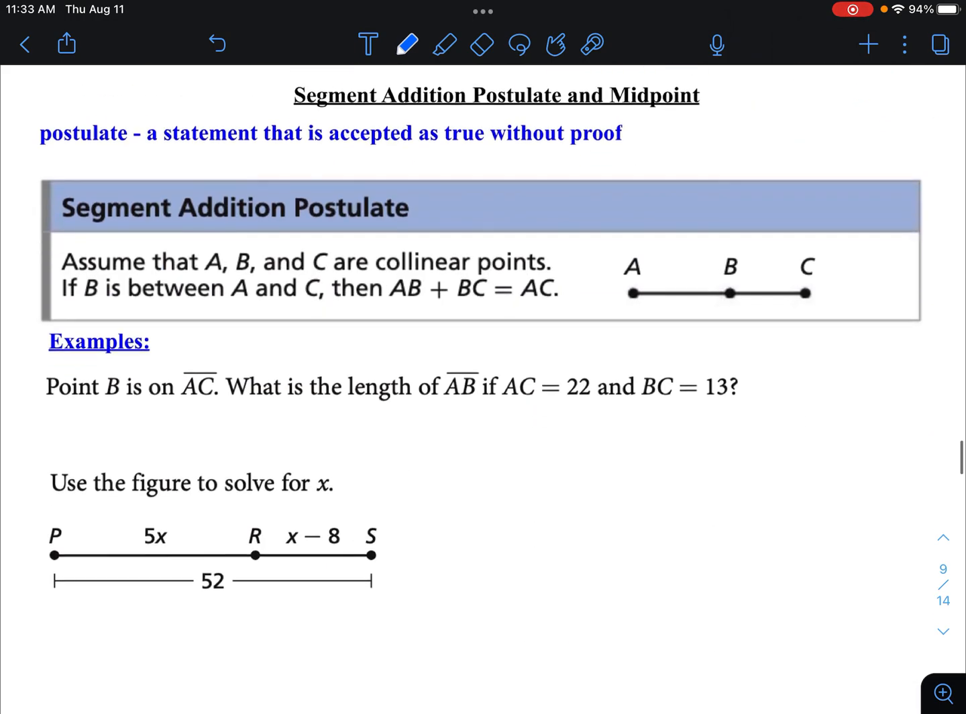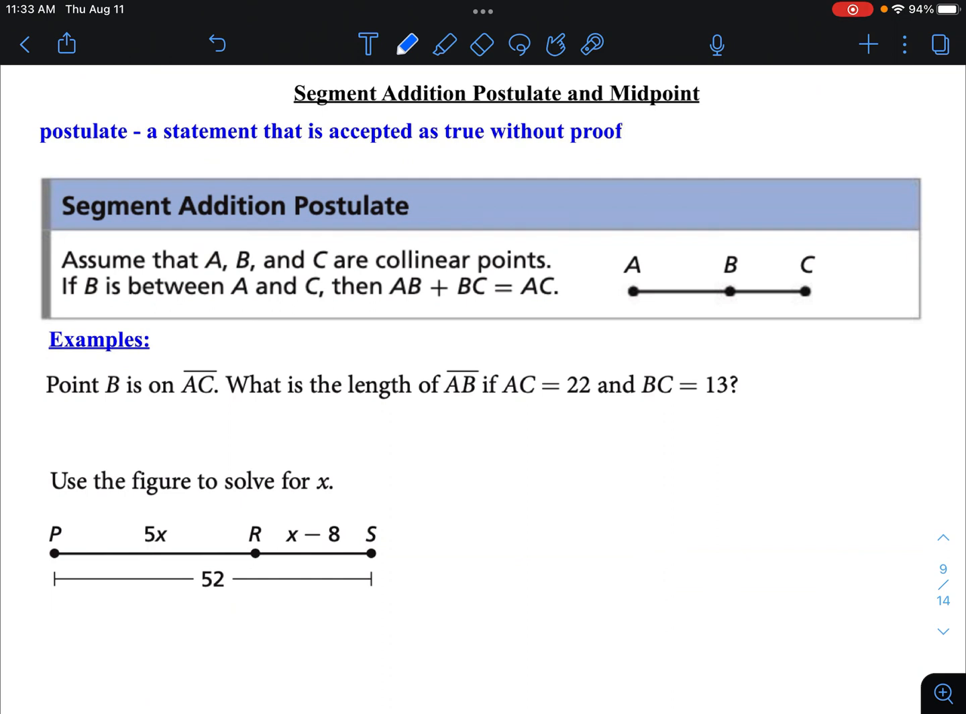But moving on today, still talking about points, lines, and planes, but we're going to move into a little bit more algebra today, and we're going to talk about the segment addition postulate and midpoint. Now, before we get started here, we need to know what a postulate is. First off, a postulate is just a statement that is accepted as true without any proof.